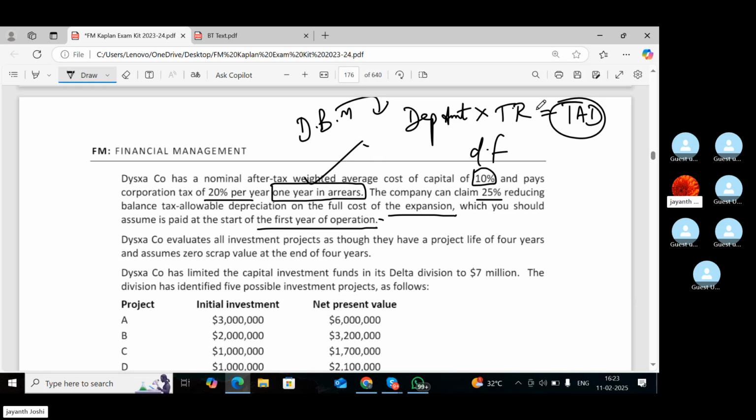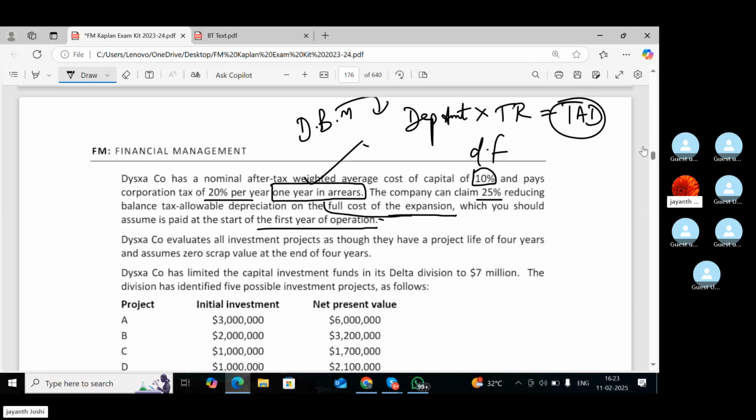Dysxa company evaluates all investment projects as though they have a project life of 4 years and assumes zero scrap value at the end of 4 years. That also is very clearly given to you.